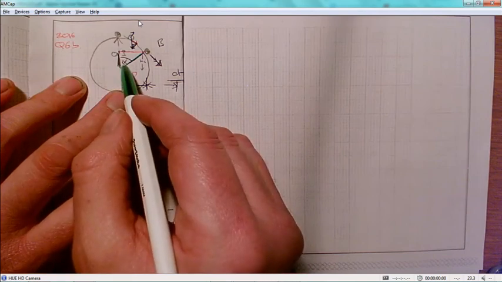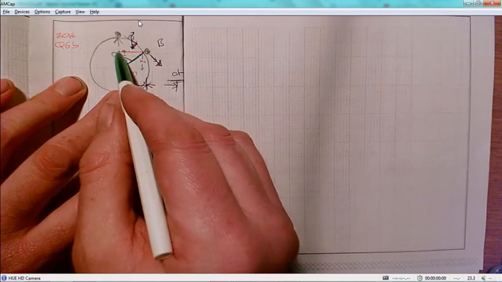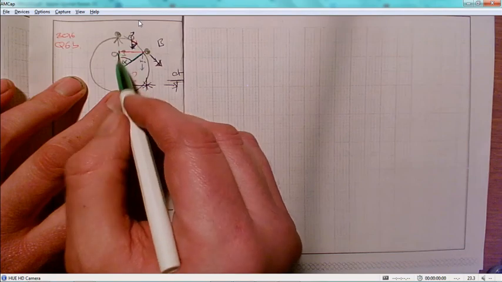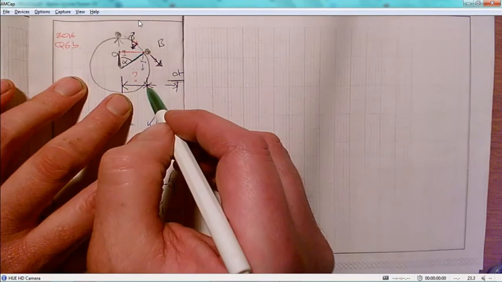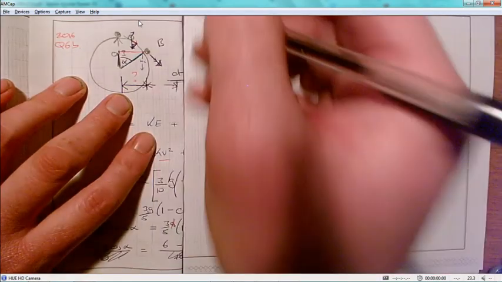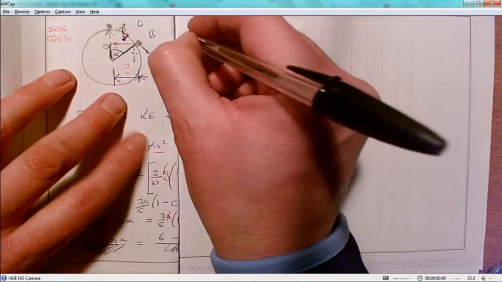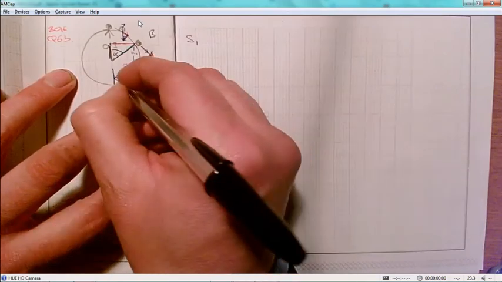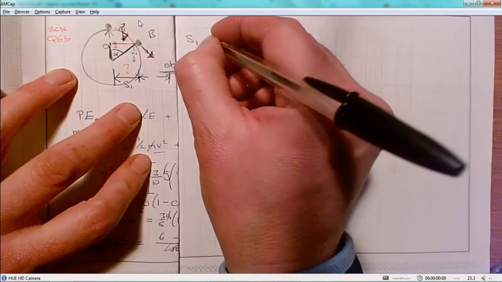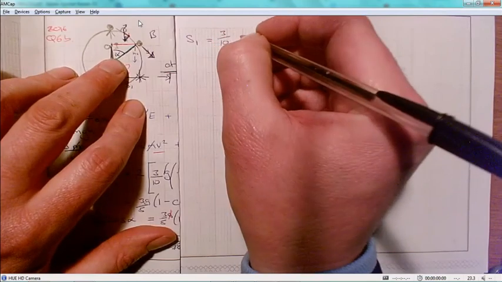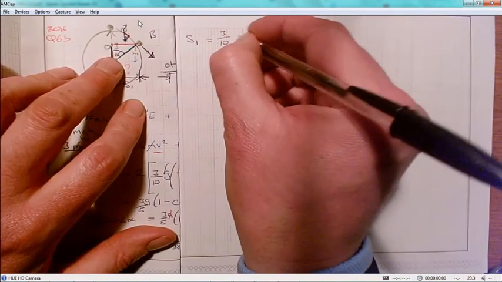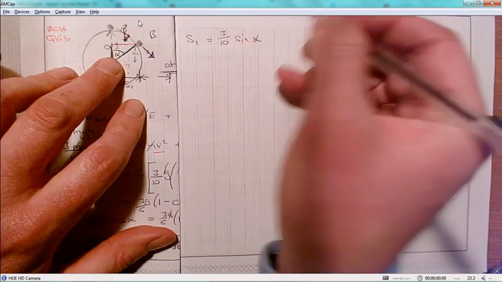So we have cos alpha. Alpha is here. Cos alpha is given us this side. This is sine alpha, and that's also equal to the length of that. So if I say that this first distance, that S1, S1 is equal to 3/10, the radius, times sine alpha.